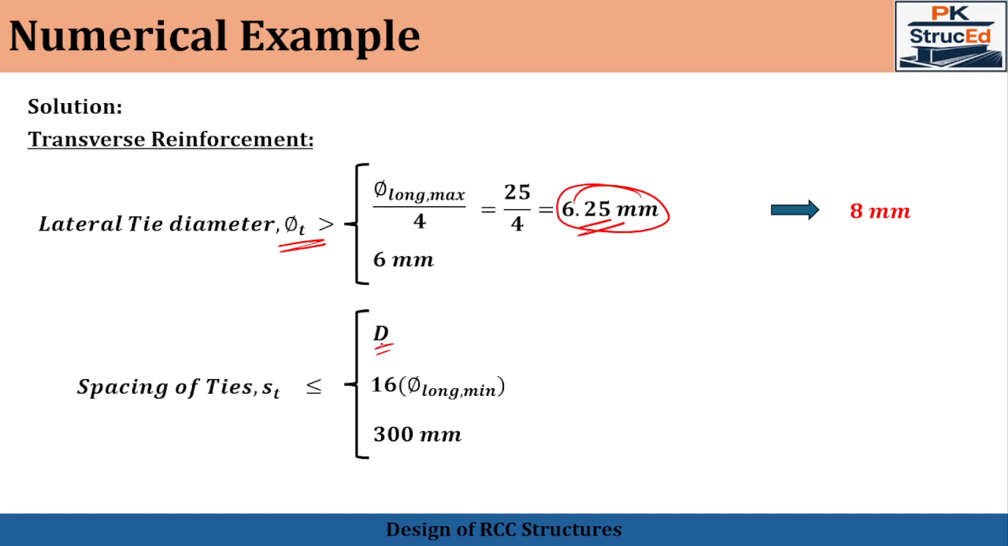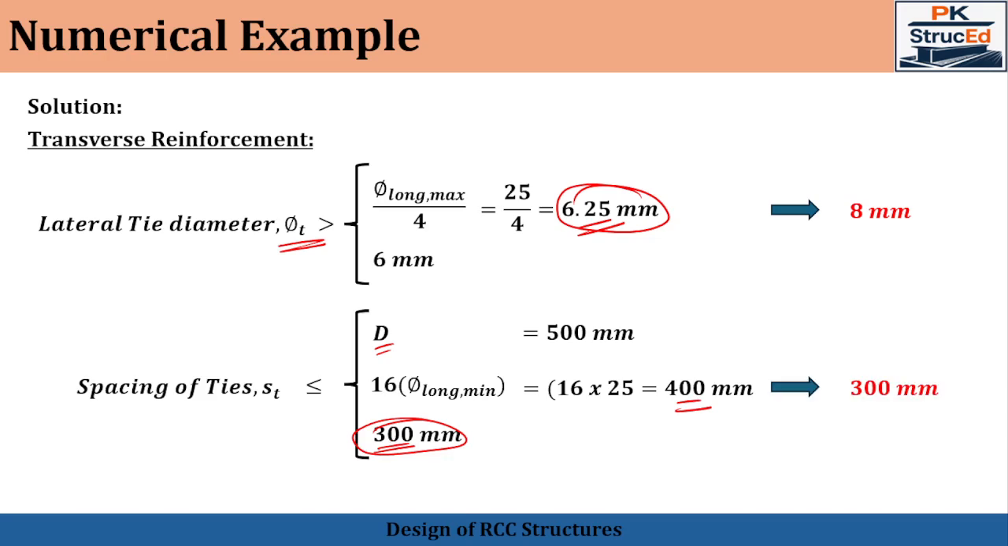In this case, the maximum dimension is 500 mm. And 16 times the bar diameter we provided, 16 into 25, comes to 400. And the least condition is 300. So the minimum of these three will be 300 mm. Therefore, we are going to provide the spacing as 300 mm. Therefore, these ties will be provided in the form of 8 mm dia ties at 300 mm centers.